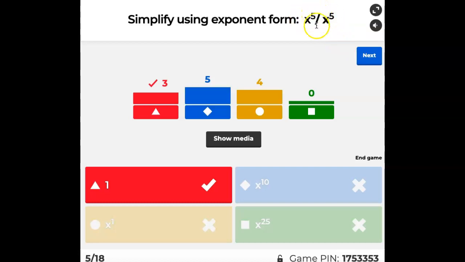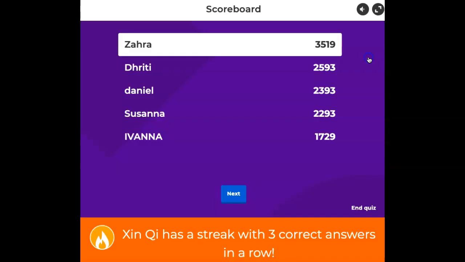So, the rule of power of 0. 5 minus 5 is 0. So x to the power of 0 is 1. Remember that. Okay. So some of you have 10. This is division. You subtract the exponents. And that becomes x to the power of 0. And anything raised to 0 is equivalent to 1.